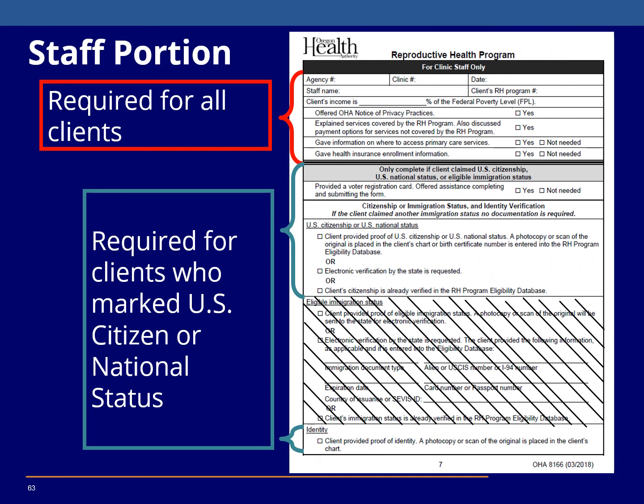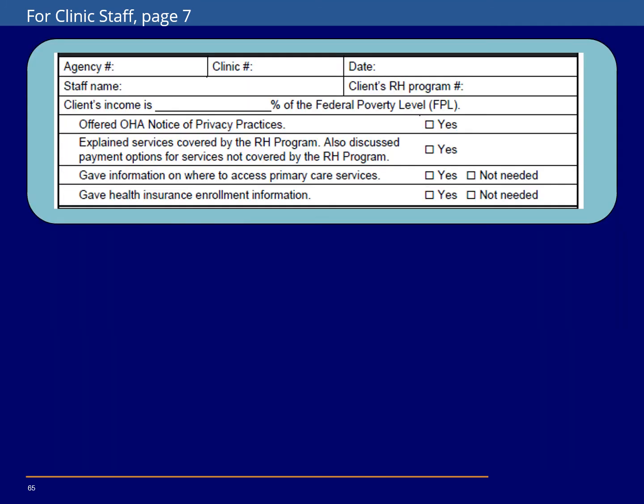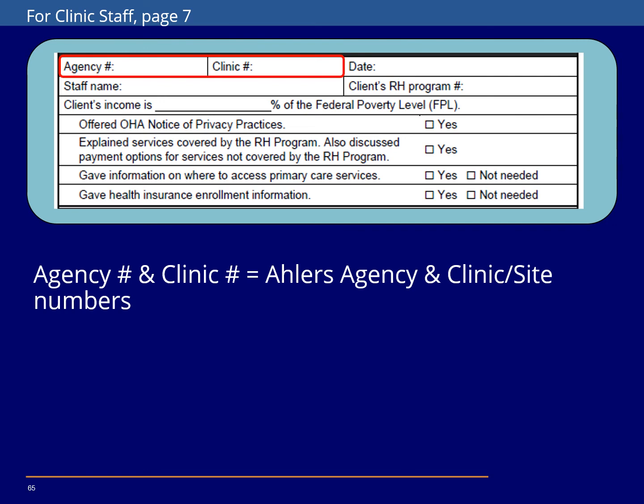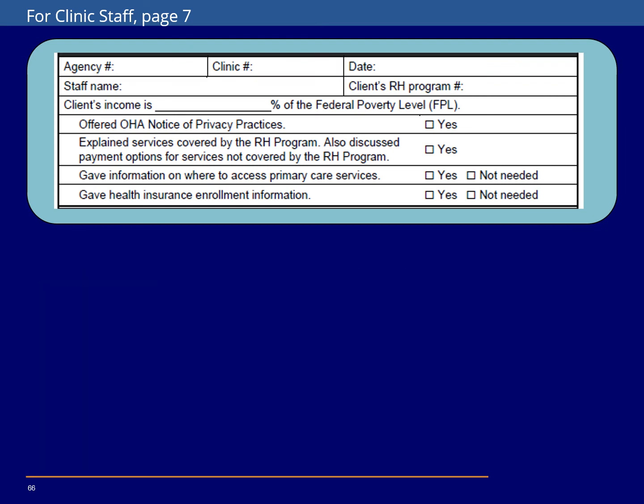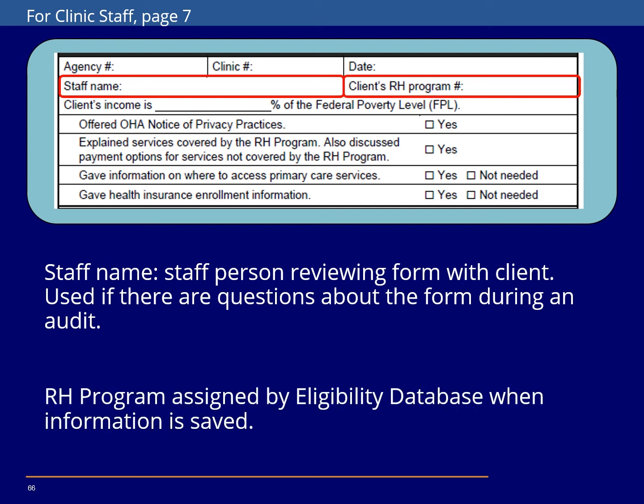The last page in the enrollment form is just for staff. Let's go through the top portion first. First, we need the agency and clinic's AILRS numbers, and then the date that you are reviewing the form. Next, we ask for the name of the staff person who is going over the form with the client. This is in case there are questions about the form during an audit. Then we ask for the client's RH program number, which is the number assigned to the client after their information is saved in the eligibility database.